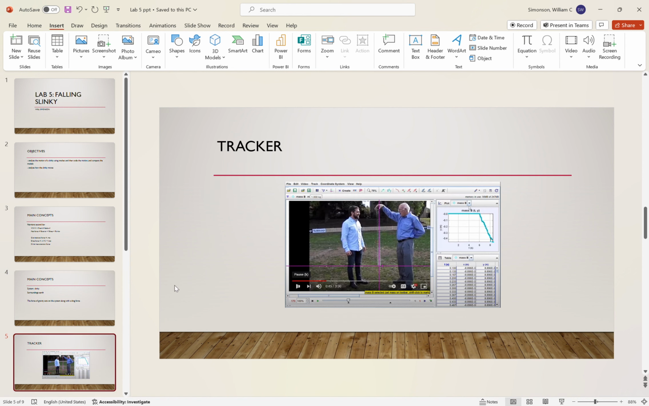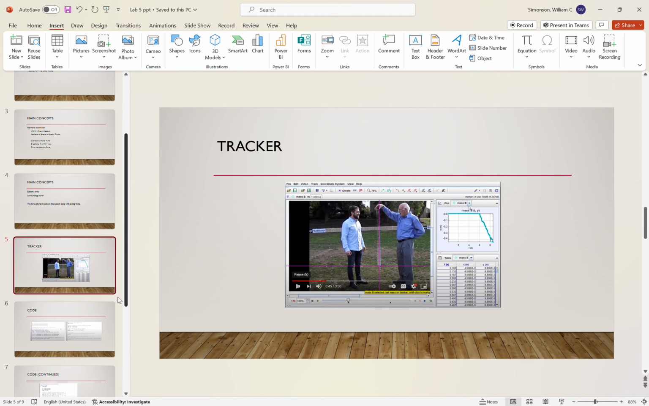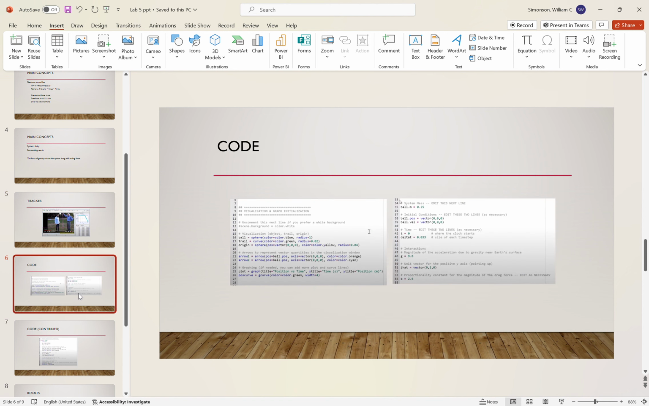So here's the Tracker video. You can see here that as predicted, the Slinky stays in the same spot at the bottom for the first 6 or so seconds, and then the bottom drops. And you can see that this drop right here is somewhat linear. It's moving at a constant speed.